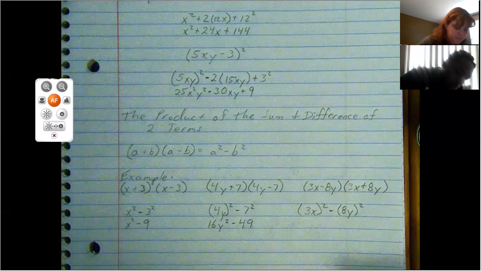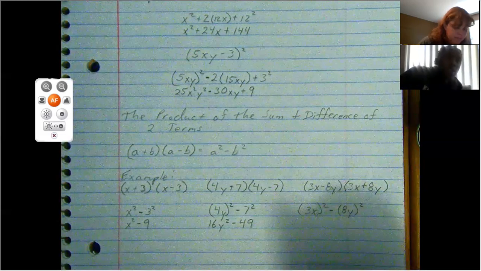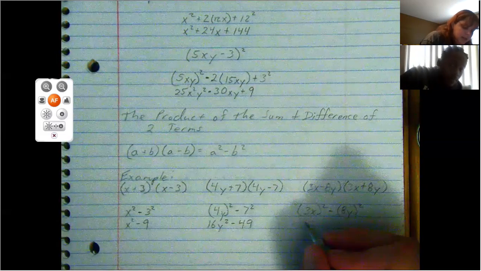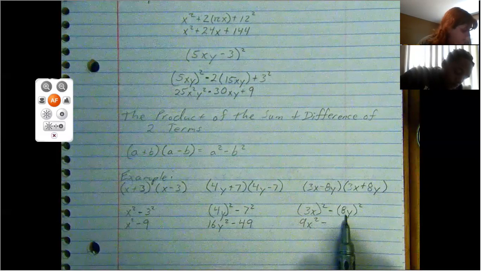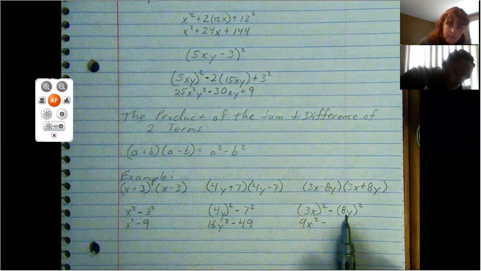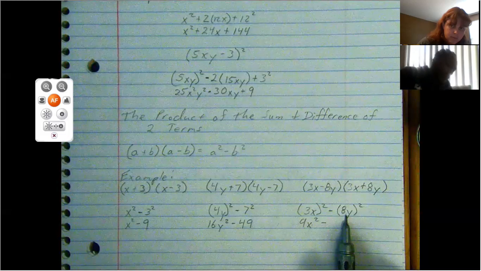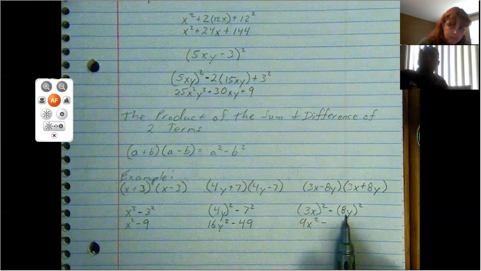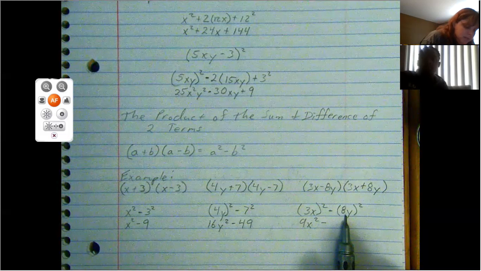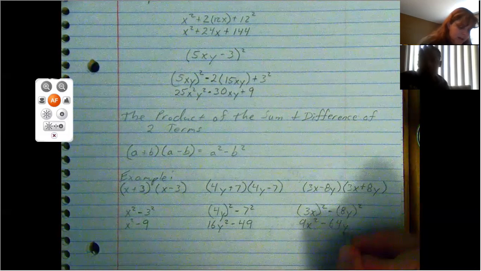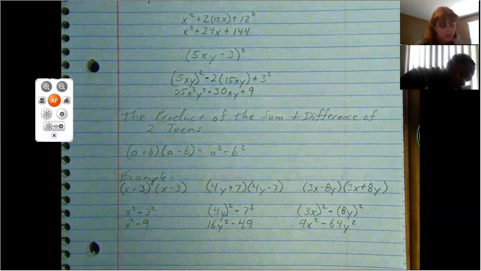Okay, so then from here, we're going to simplify. What's 3 squared? 9. So we get 9x squared minus, what's 8 squared? 64. I got 64. Okay, so 64y squared. And that's it. Does that kind of make sense?